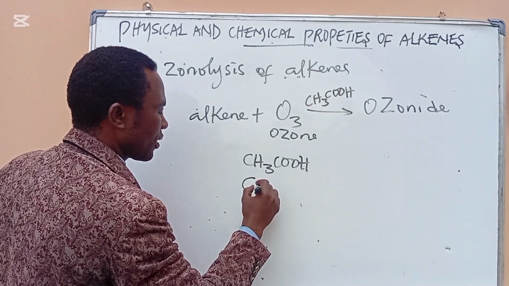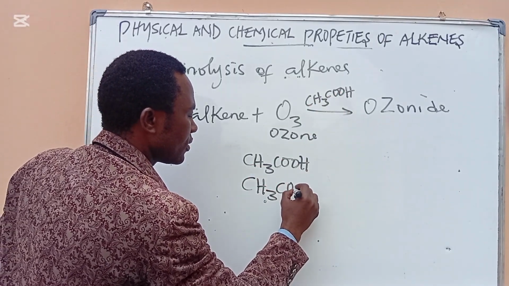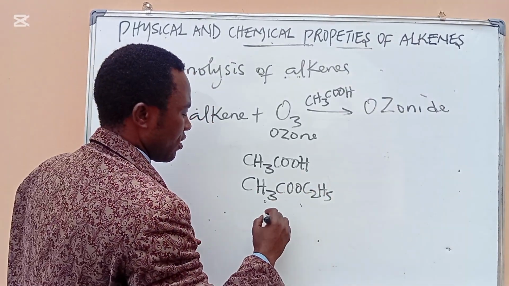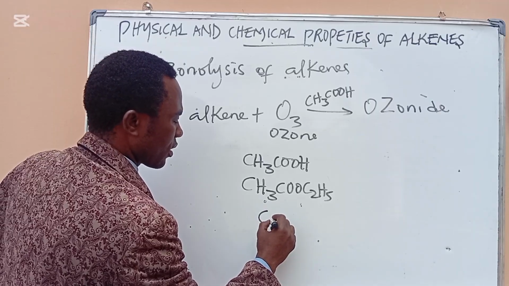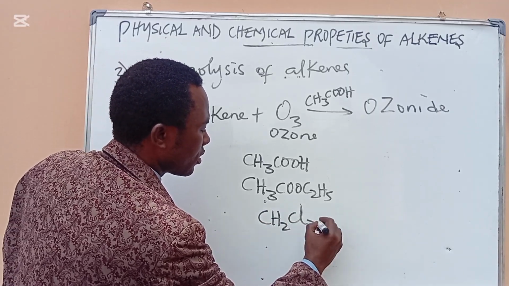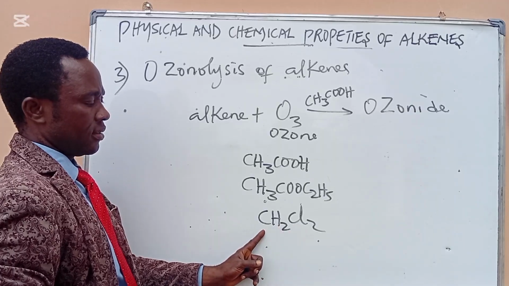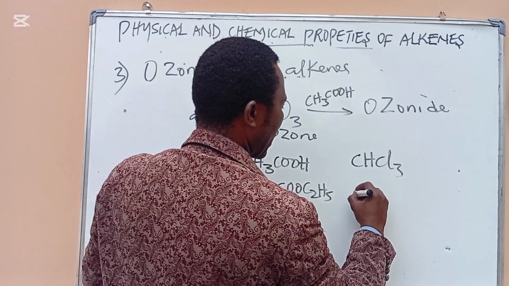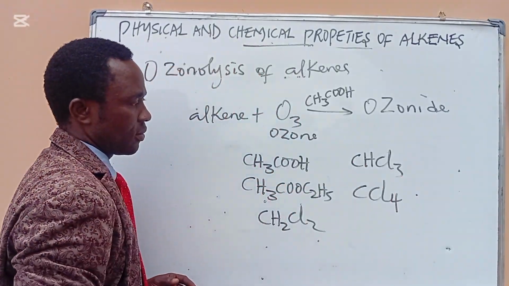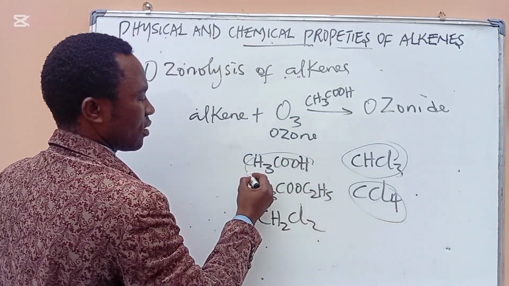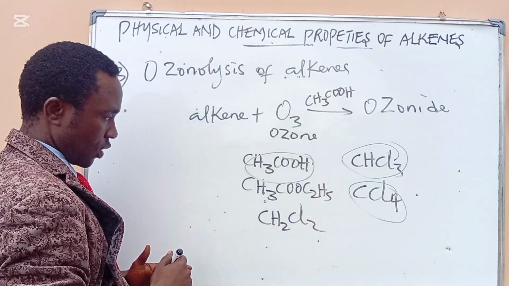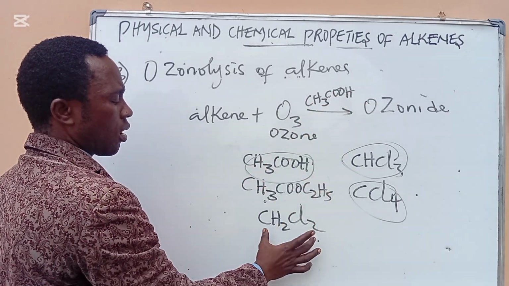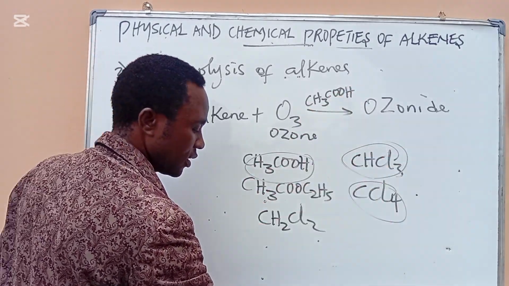We can equally use ethyl ethanoate. If we like, we can use dichloromethane, trichloromethane, or tetrachloromethane. Any of these can go here. So we can use either ethanoic acid, ethyl ethanoate, dichloromethane, or any of these.